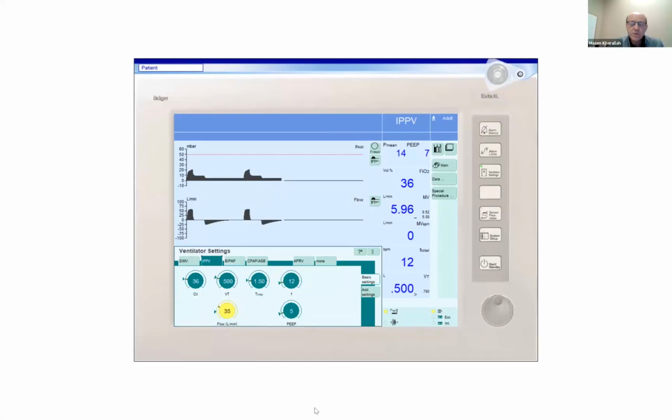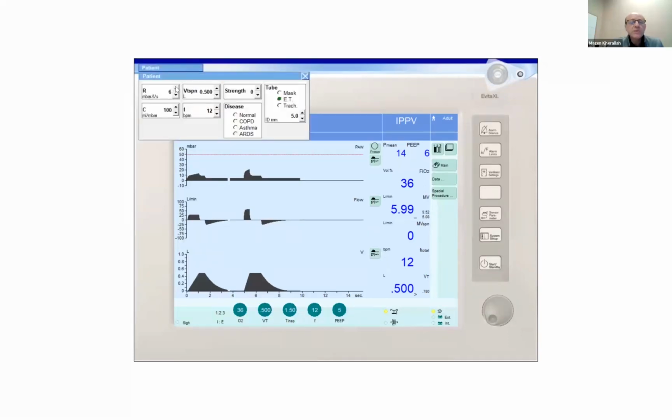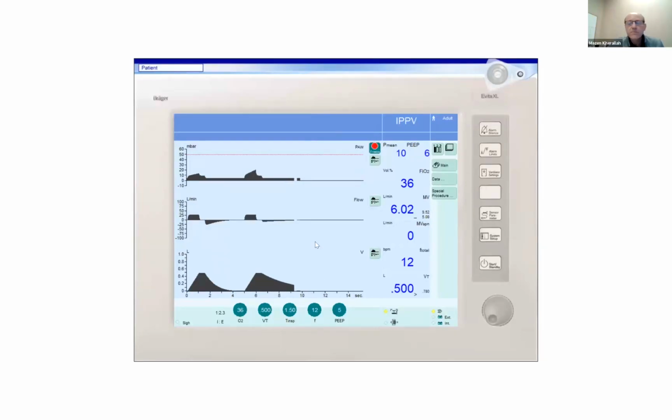So this is back to 30 liters per minute now, and I'm going to increase the resistance and freeze it for you. Okay, so Ali, can you see the difference now? Yes, it's so clear now.